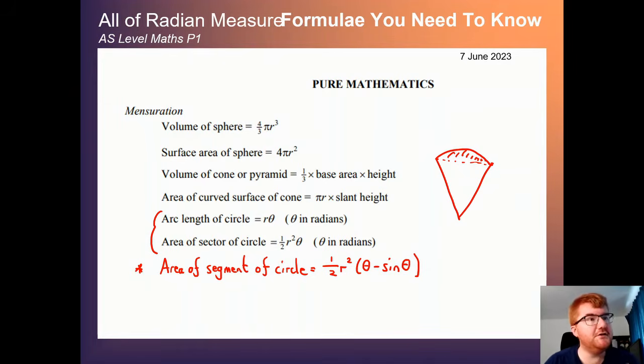Of course, you could just use the area of a triangle, area of a sector, take one away from the other. But again, if you want to save time in that paper 1 exam, and I know time is tight in that exam, then you do want to be using this formula. It will just save you some time. But again, be aware it's not on the formula sheet for you.